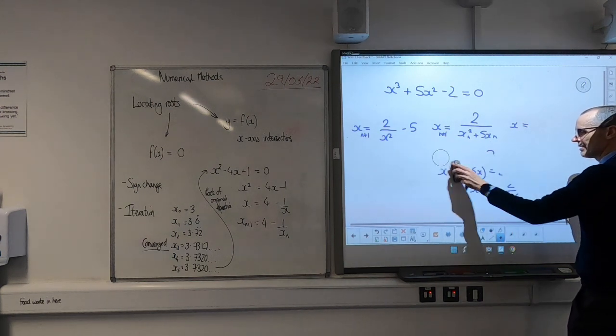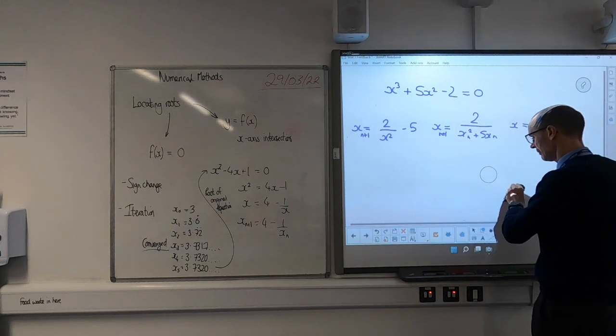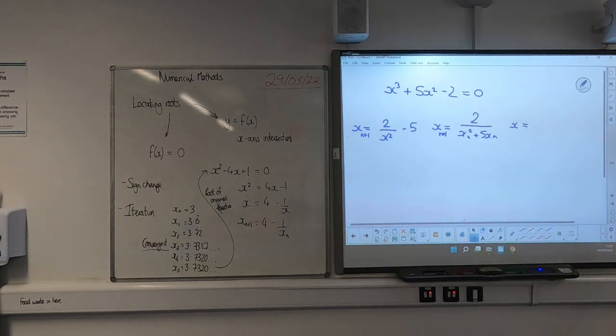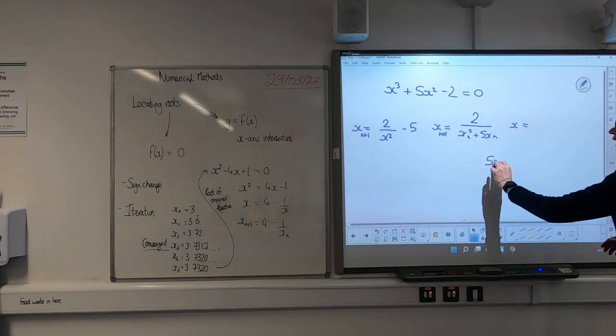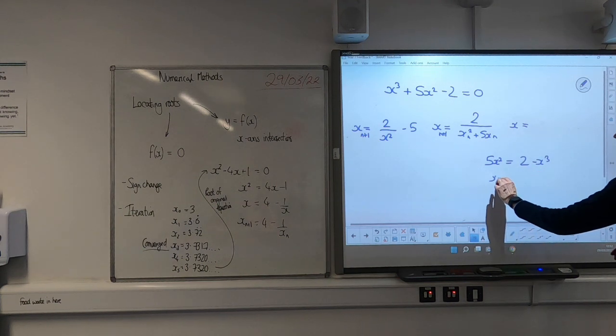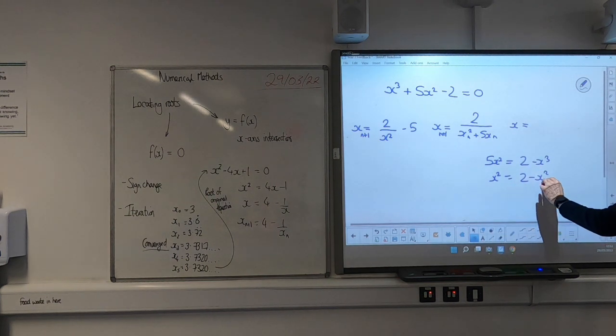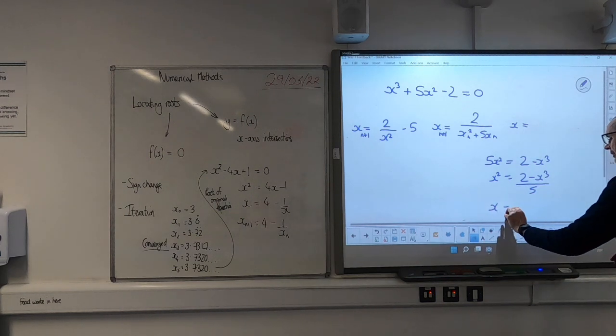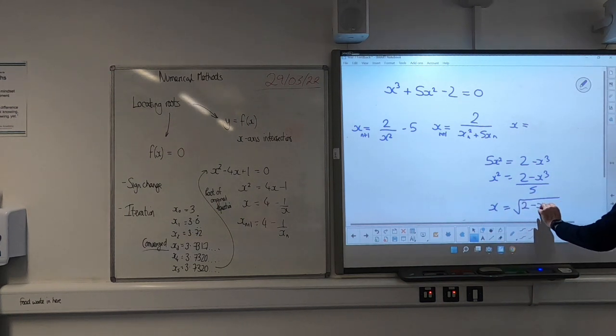Very good. You've got another one, Isabel? Has anyone got one that involves a square root? Johnny, could you rearrange it to give me one with a square root? So let's get the 5x squared on its own. So let's add the 2 and take away the x cubed. Let's divide by 5. And if we go with just the positive square root, that will find us one root. It might be there's a different square root.